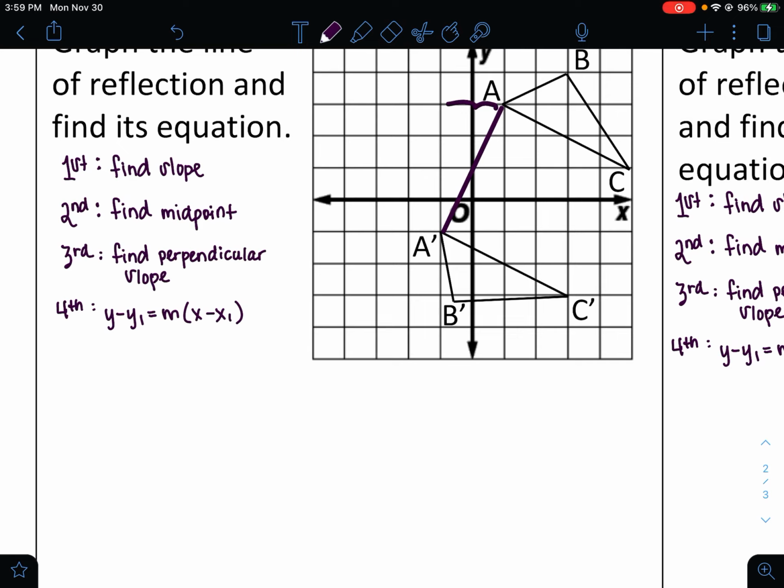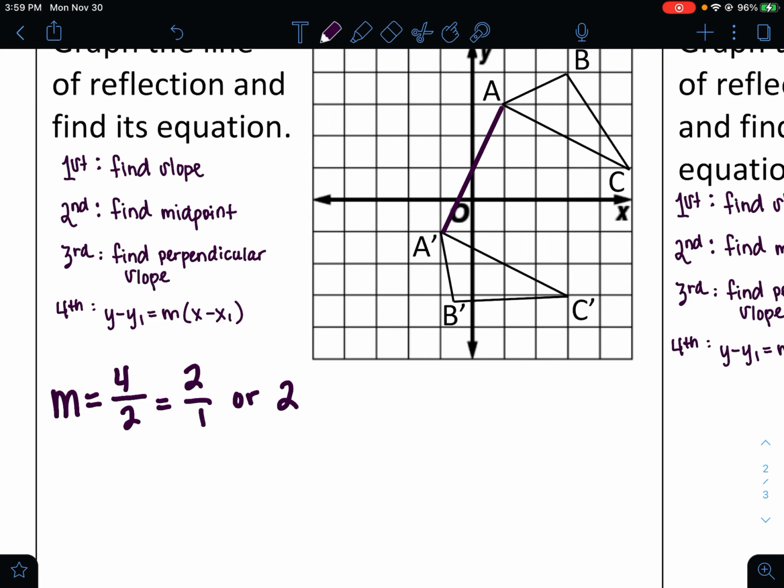So that's going to be 1, 2, 1, 2, 3, 4. Both of these numbers are positive, so that will be up 4 and then right 2. So the slope is positive 4 over positive 2, which reduces to 2 over 1, or you can write it as 2. It doesn't really matter.